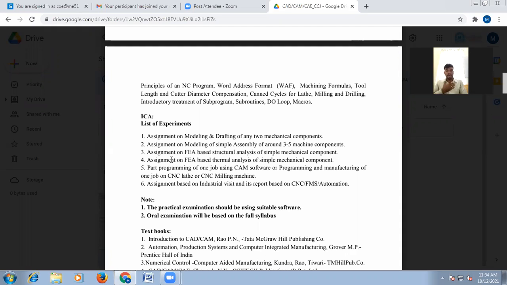Suppose I have knowledge of one software regarding these different phases, so you should know how to make a program. This is the basic step. You should know a simple G code and M code. You should remember some fundamentals of any coding language. So you will see here, first point is principles of an NC program.